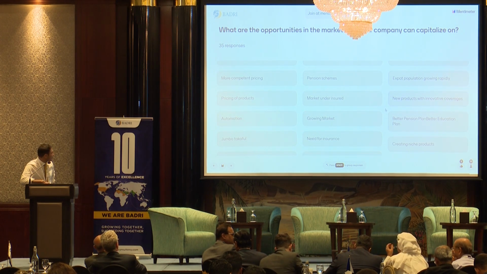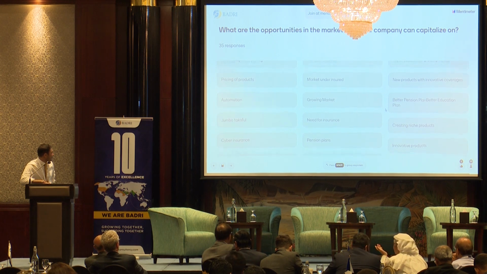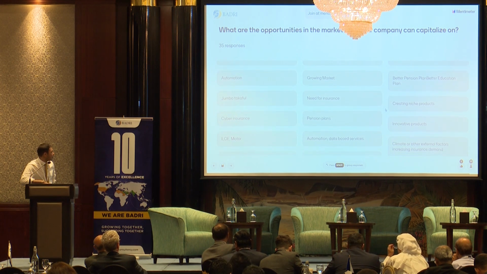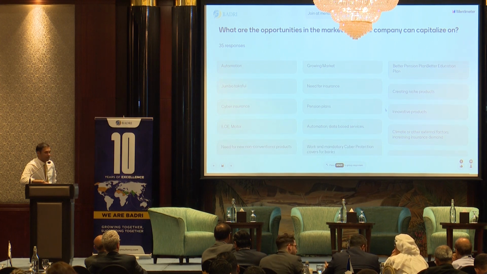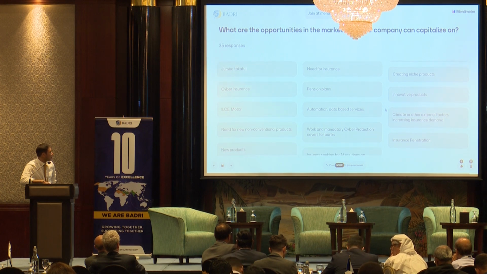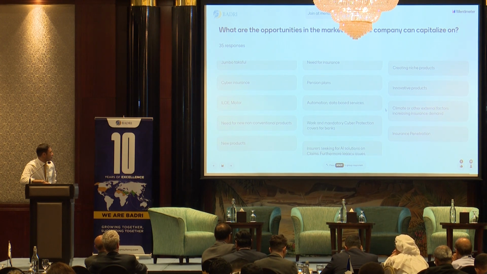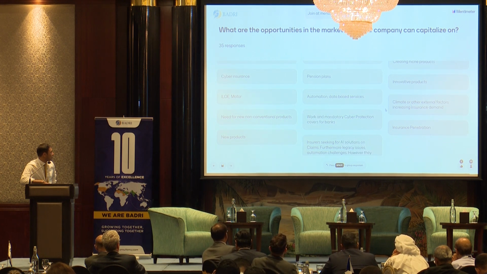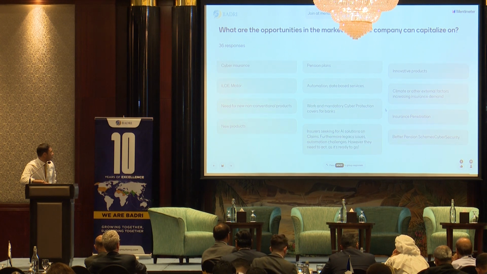Jumbo takaful. Okay. Cyber, definitely. I'd agree with that. That's a huge opportunity. Climate is also mentioned, so we have seen the impact of climate risk obviously. Pension and cyber.